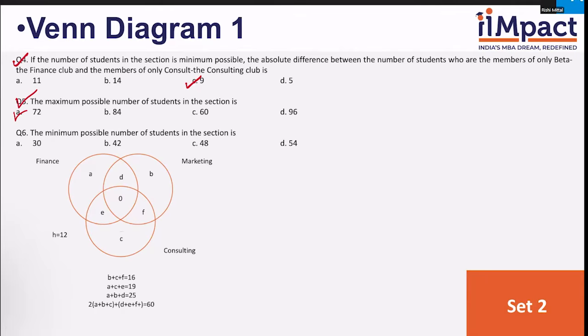Next question is about minimum. Same. D plus E plus F becomes 0 because I want to minimize the number over there. So I will have to maximize the equation which is there in the bracket, which is multiplied with 2. Yes. So here I will have A plus B plus C is 30. Again, don't forget the H. 30 plus 12 will give me 42 and my set is over.